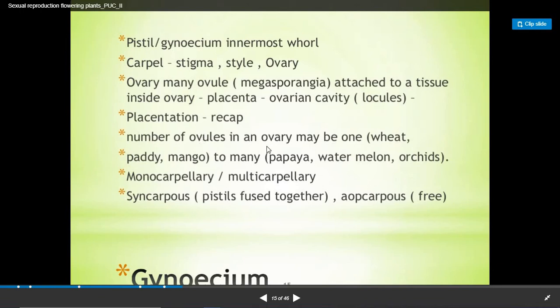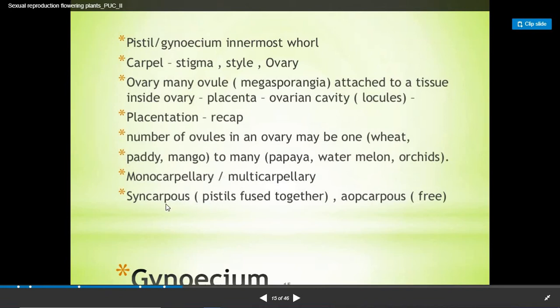Number of ovules in an ovary may be either one, that we have seen in the example, that is wheat, paddy and mango, to many, that is papaya, watermelon and orchids. In a particular flower, the flower can be monocarpellary, means it may have only a single carpel, and it may have many carpels, so it is known as multicarpellary. If two carpels are there, then it is known as bicarpellary.